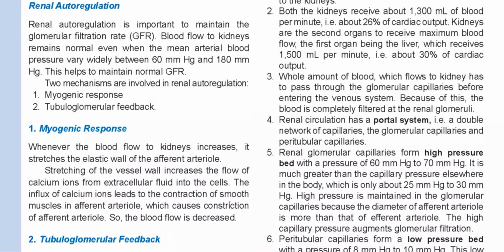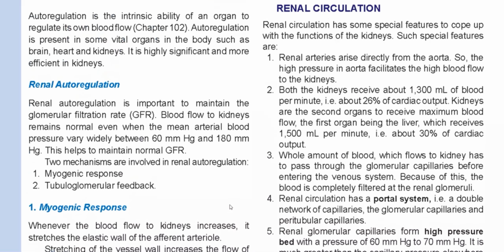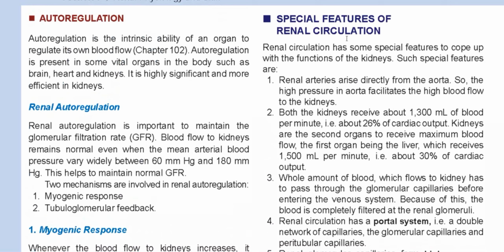So now, an important thing: the general special features or the peculiarities of renal circulation, very important for our examination purposes. Renal circulation has some special features to cope with the functions of the kidney. Number one, the renal artery arises directly from the aorta. So the high pressure in the aorta facilitates the high blood flow to the kidney.